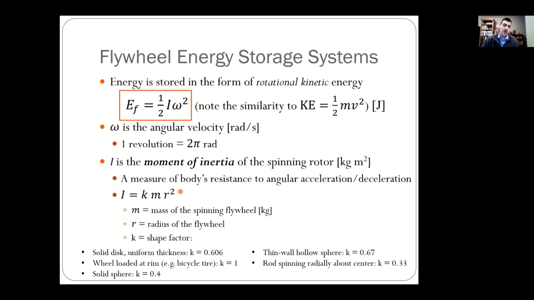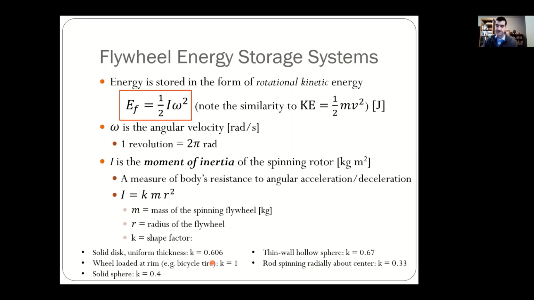This is the calculation you need to do to get I, to plug in here. I is equal to K, which is a shape factor, times the mass of the flywheel times the radius of the flywheel squared. You can calculate the shape factors, but I'm not going to ask you to calculate K. I'm just going to give you 5 different values of shape factor, and you'll need to apply these as necessary. If I have a solid uniform disk, that's the first one we talked about a minute ago, the shape factor is 0.606.